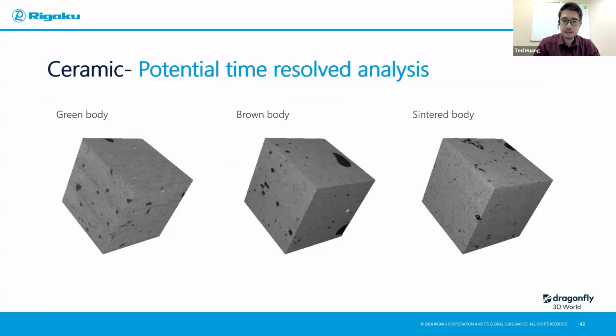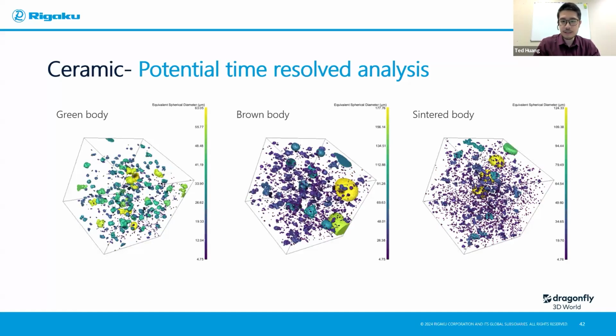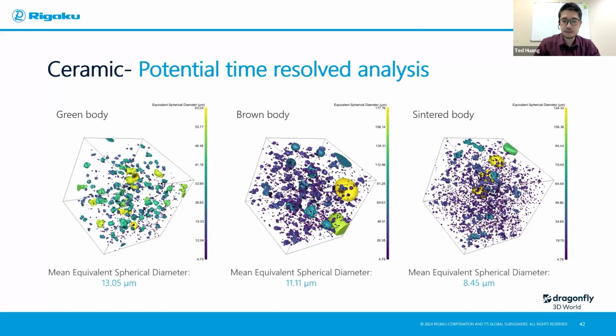You can see from the green body to the brown body and the final sintered body, the modeling or the interfacial area is not as severe or not as clear anymore. And obviously you can do the second phase analysis again with some more analysis information. In this case, I would like to know, oh, what's their equivalent spherical diameter, for example.